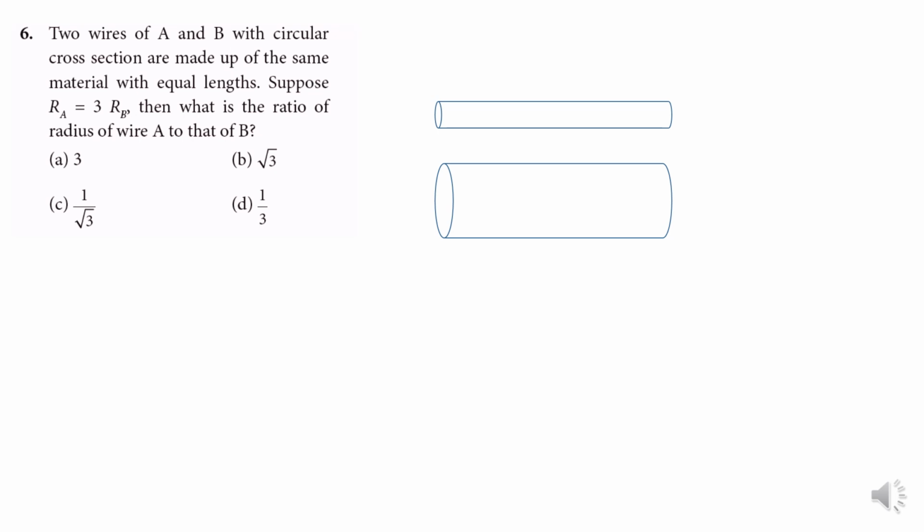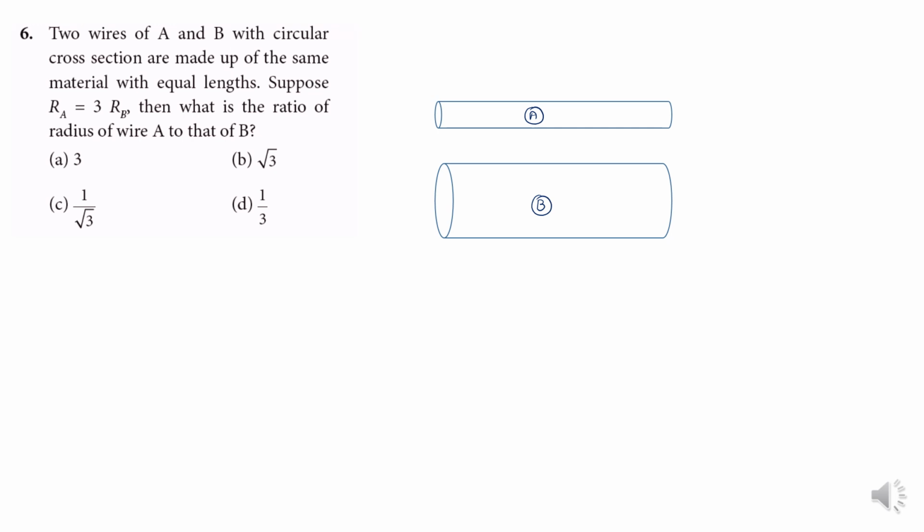Two wires A and B with circular cross section are made up of same materials with equal length. Suppose RA is equal to 3 times RB. Then what is the ratio of the radius of wire A to that of B? Let us consider this as wire A and wire B. Both are having circular cross section, right? So this is circular cross section. So both have cross sectional area as circle.